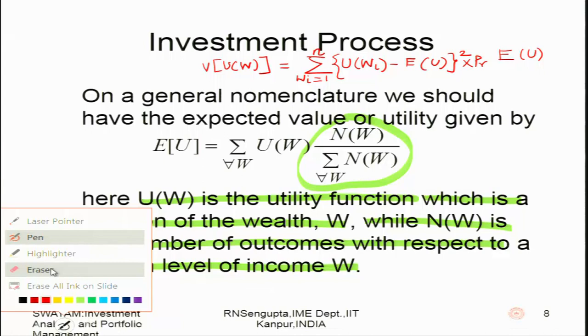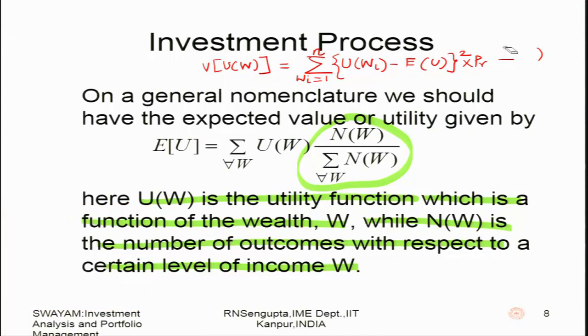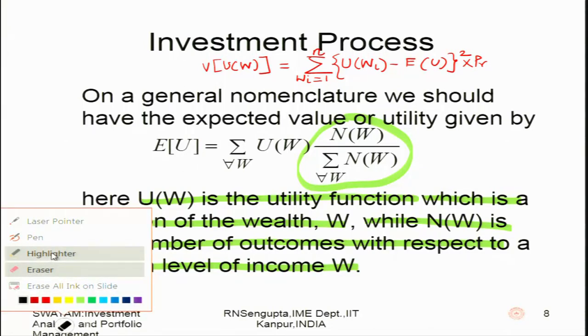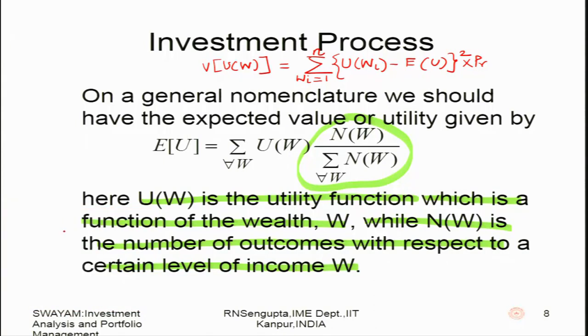I didn't write it the other way. It suddenly occurred to my mind in the last class when we were discussing, and I completely forgot whether I had written the probability. If I have not, it was my mistake. I apologize, so I'll correct it here. So it will be the probability of U(W1).